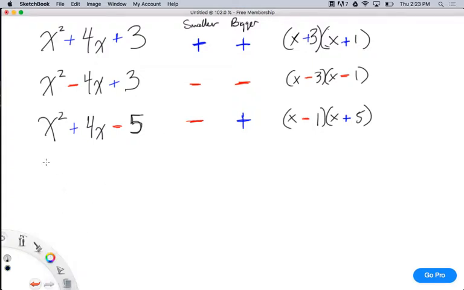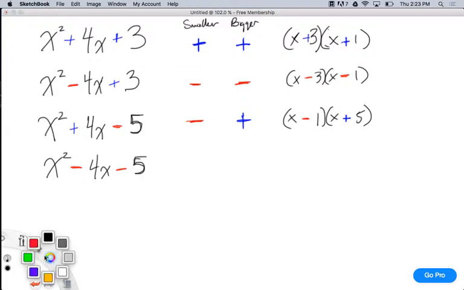The 4x is positive. And then the last option is if I have x squared minus 4x and minus 5. In this case, this number is negative, so which one will be negative, the smaller or the bigger? The bigger will be negative.